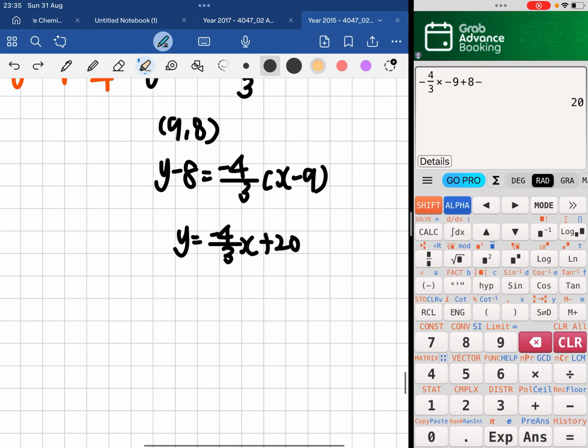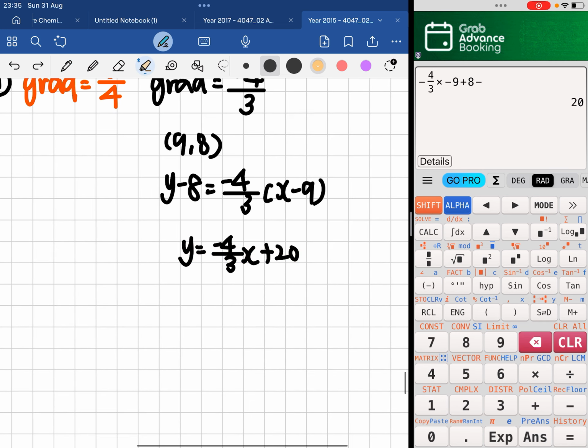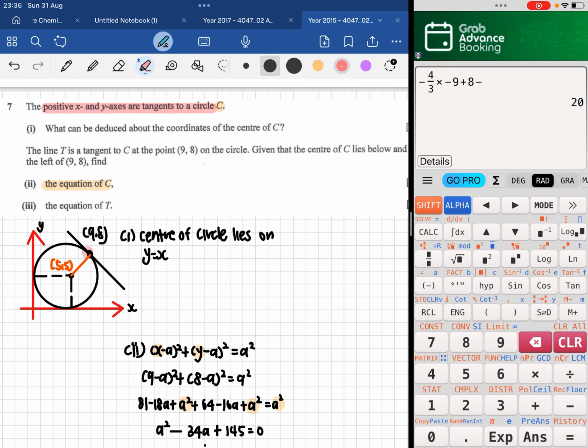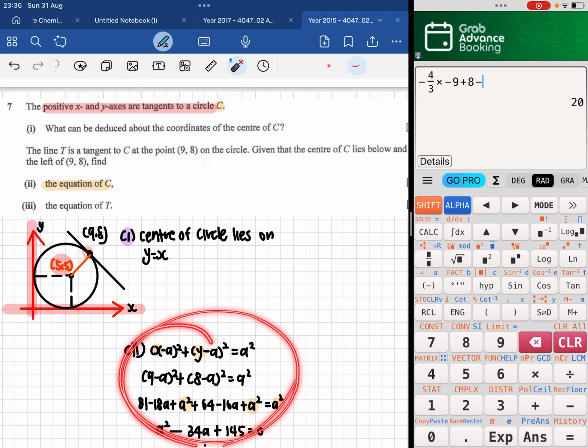Okay, so I think this concept you must understand. When the x-axis and the y-axis are tangents, then what happens? The coordinates will be two same points. So this is something that you can take note of. Then after that, since you get all the unknowns, whenever you have a coordinate, you can substitute into your circle equation.